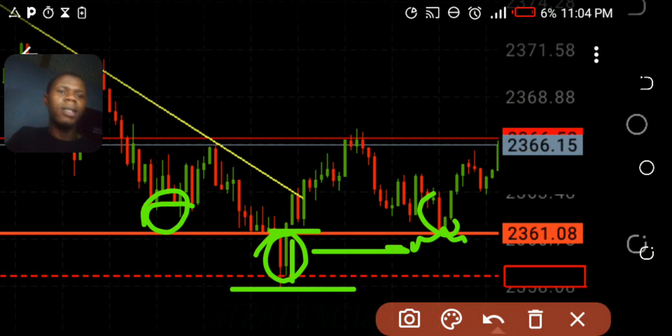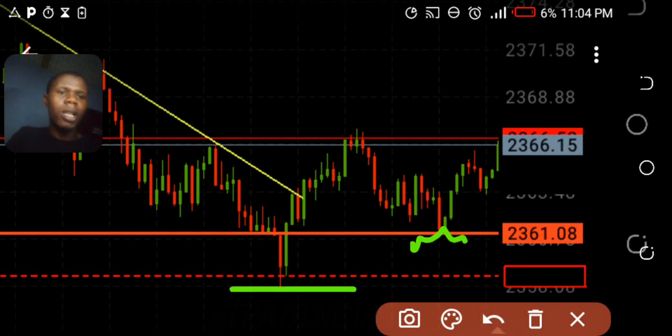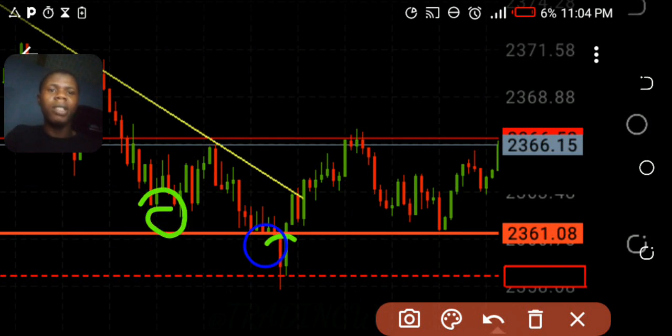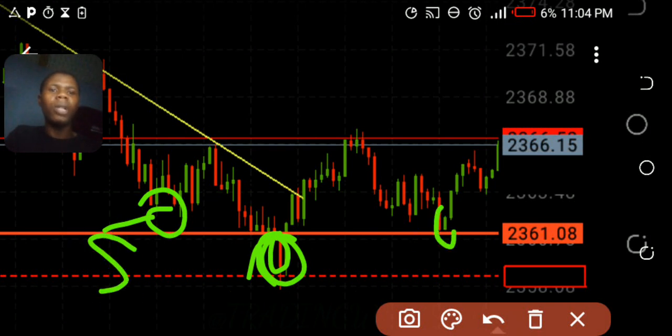And what did we see happen here? Everything was cool. Everything was cool because why? This is the left shoulder, this is the head itself, and this is the right shoulder. So this is called shoulder, head, shoulder.